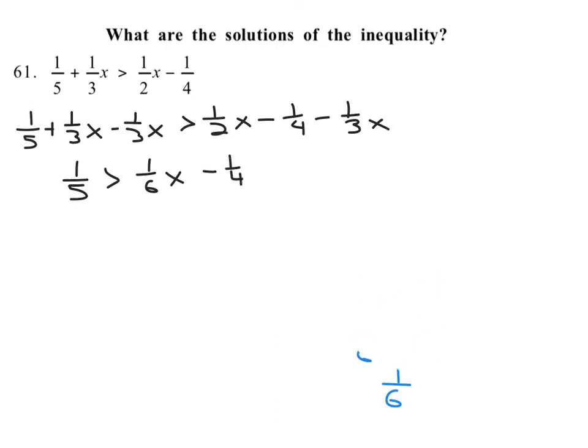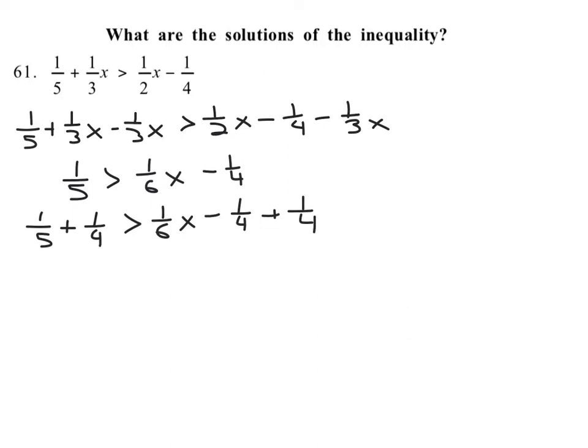Okay, so what do we want to do now? Well, we're isolating the variable. We have 1/6 x. It also says minus a fourth, so I need to undo that with plus 1/4. So I say 1/5 plus 1/4 is greater than 1/6 x minus a fourth plus 1/4. That's the thing I changed on both sides, is I added 1/4.